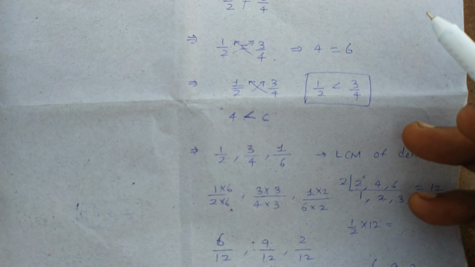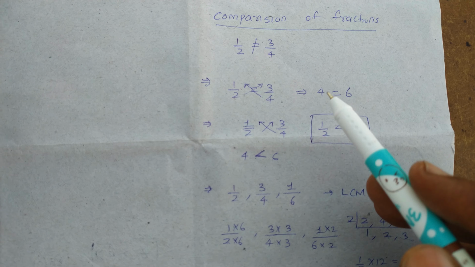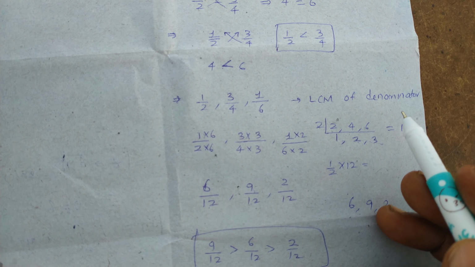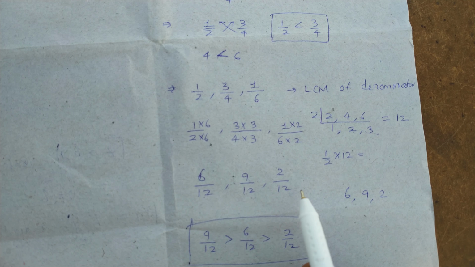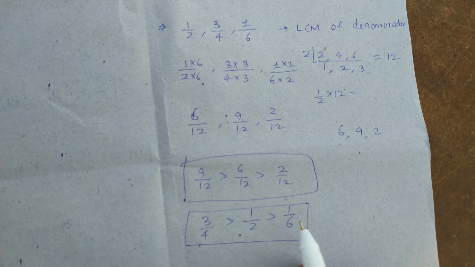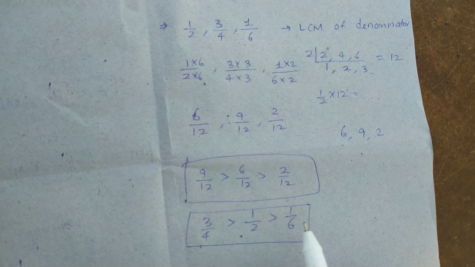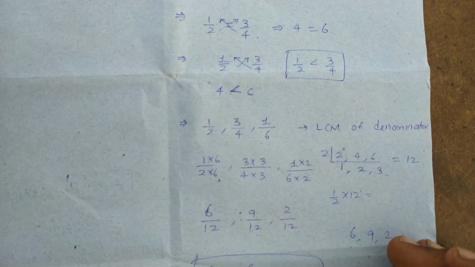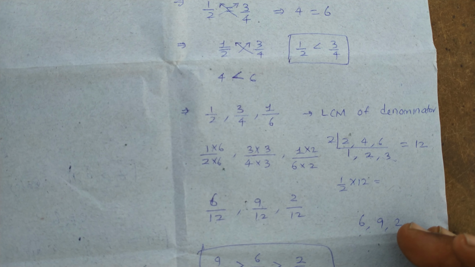If there are 2 fractions, simply cross multiply and get the answer. If there are more than 2 fractions, you have to take the LCM of denominators, make the denominators equal, compare the numerators, and write in the particular format, whether they are asking in ascending or descending order. I hope you got it. In this way you have to compare all the fractions.